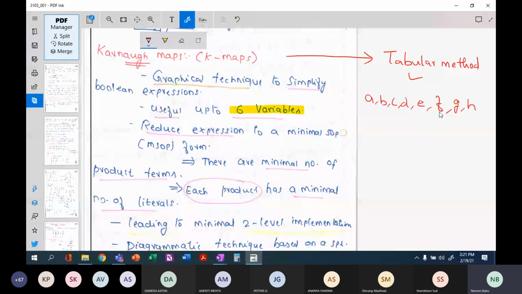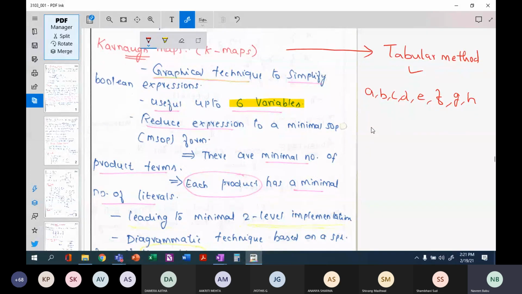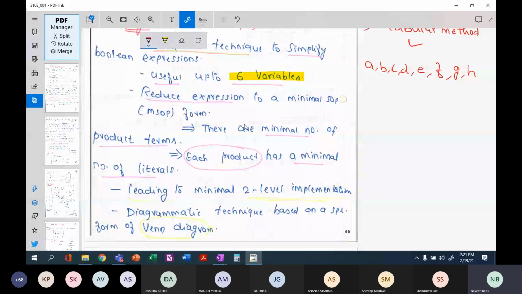You will realize that as variables increase, how your table gets multiplied. So we will see that now. Now, what is the step? Any Boolean expression that you are given, first convert it into a canonical form or a standard form. So the first thing that you must do is reduce the expression to a canonical form, and then try to get the minimum number of product terms if possible. And each product must have a minimum number of literals also.